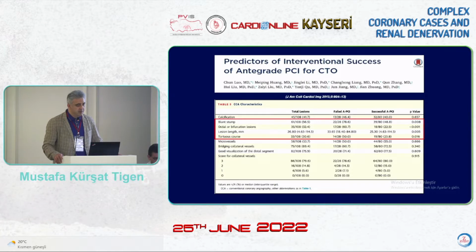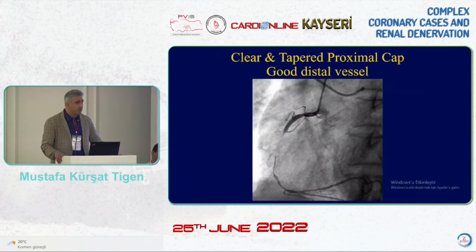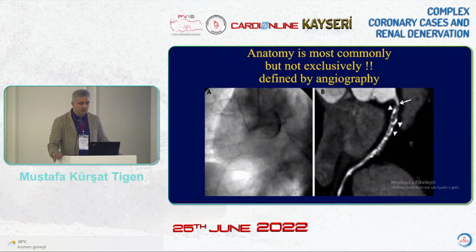But blunt stump, bifurcation lesion presence, and a lesion in a tortuous course all predict the success of the operation. When the CTO is short segmented, generally we are more confident, and when the distal visualization is good, it is related to finding the right lumen. And in angiography, we sometimes do not differentiate it.